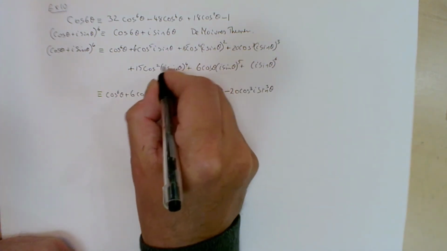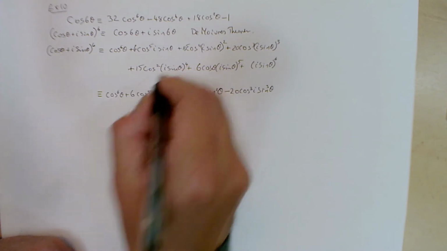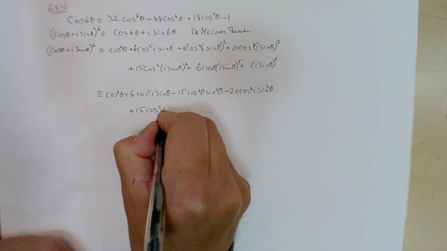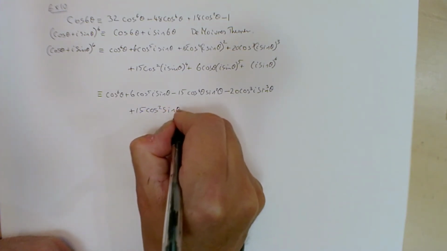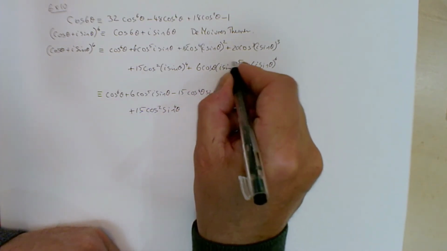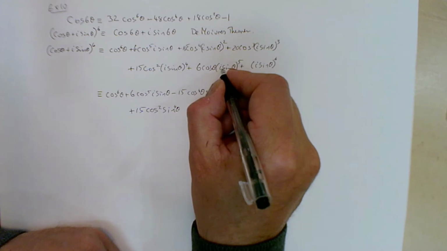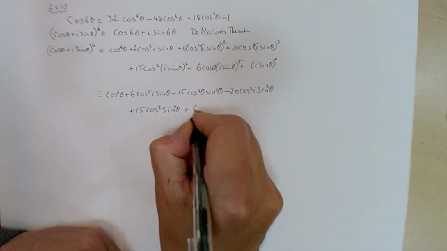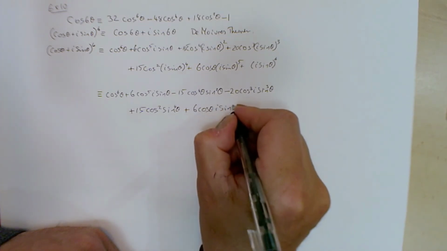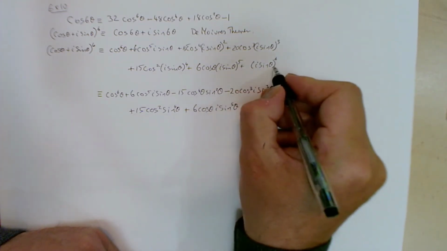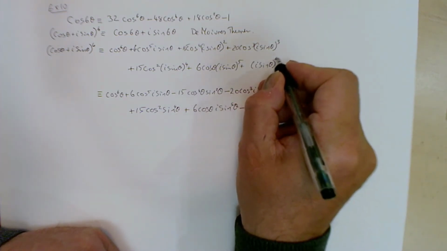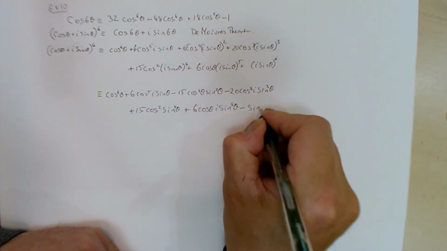Then we've got i to the power of 4. i to the power of 4 is a plus 1, so that stays as plus 15 cos squared theta sine to the power of 4 theta. Then we've got i to the power of 5. i to the power of 5 is still a plus, but there's still an i left in there, so it's plus 6 cos theta i sine to the power of 5 theta. And then finally, i to the power of 6 is a minus sine to the power of 6 theta.